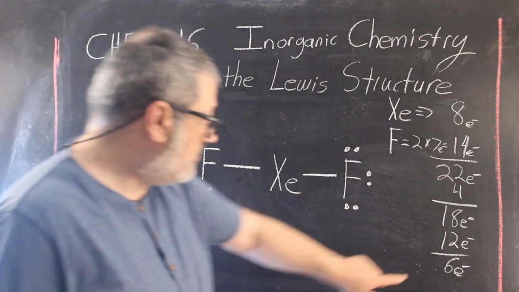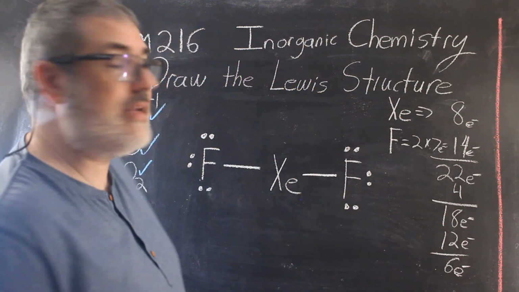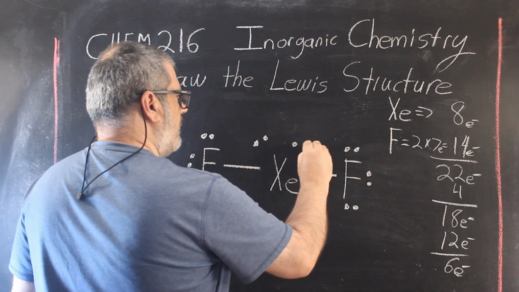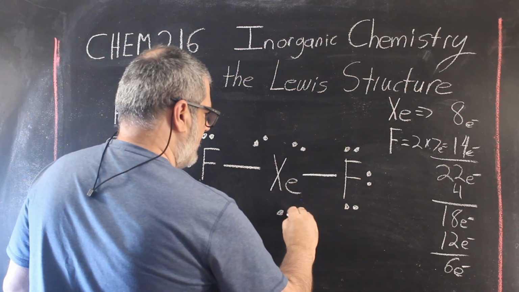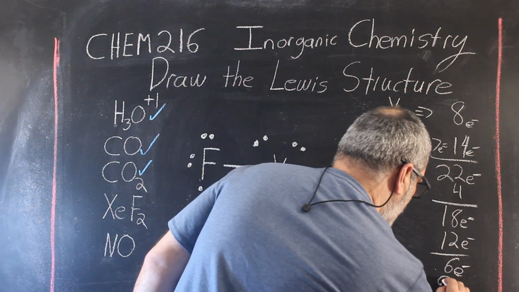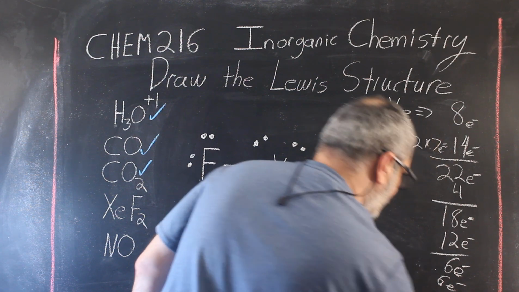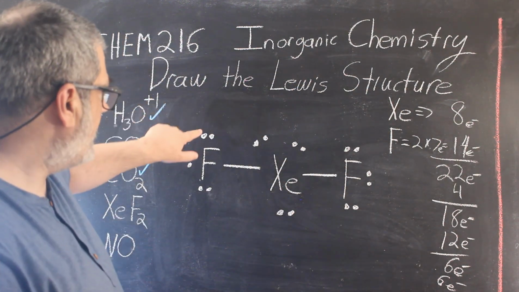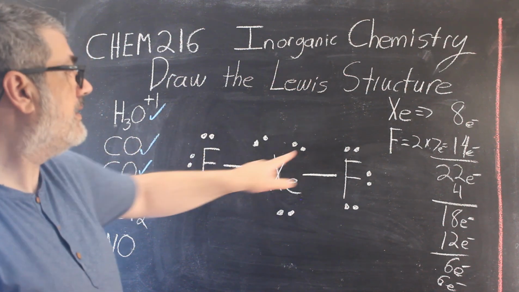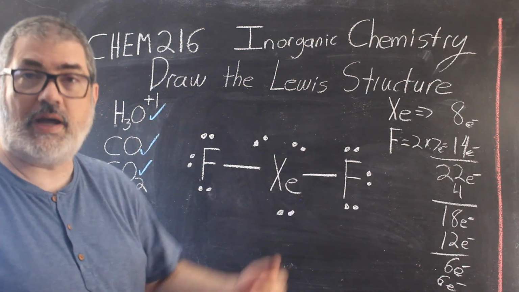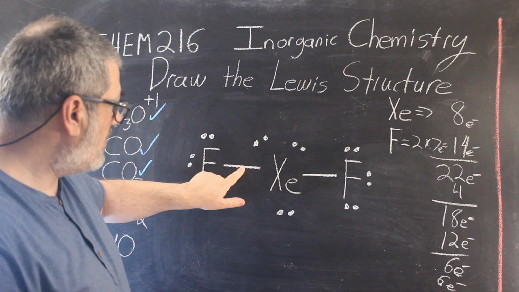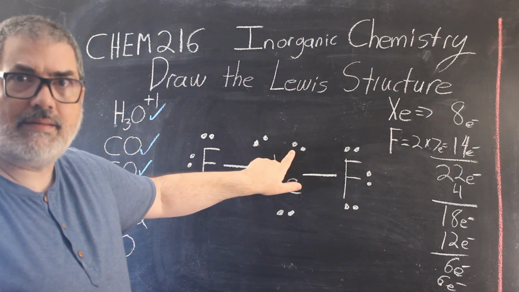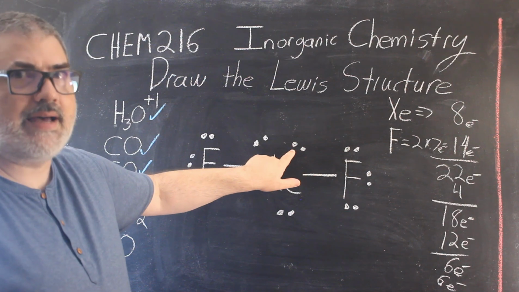So what do we do? Well, we've got 6 electrons. Let's just put them on the xenon. So 2, 4, 6. Okay. So we've used up our 6 electrons. Now let's look at our octet rule for fluorine. 2, 4, 6, 8. 2, 4, 6, 8. So the fluorine is fine. How about xenon? So we have 2, 4, 6, 8, 10. 10 is not 8.